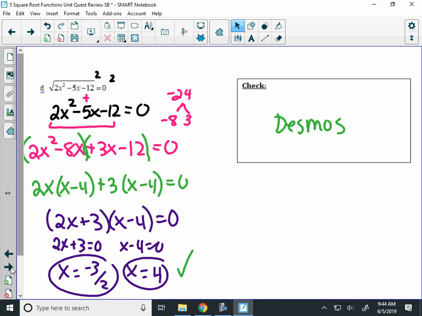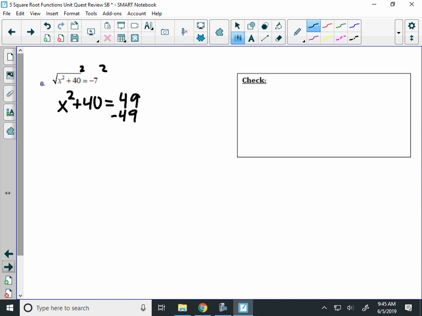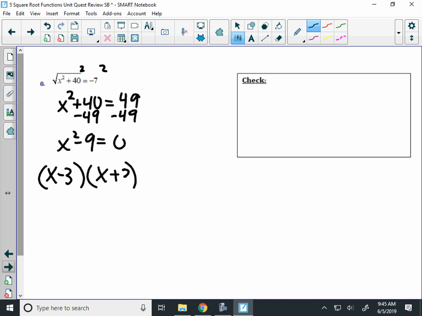All right, last one for the calculator allowed is E. I'm going to start by squaring both sides. I'll get x squared plus 40 equals negative 7 squared, which is positive 49. I'm going to subtract 49 from both sides. Okay, x squared minus 9 equals 0. And this one I can solve 2 ways. So here I'm going to factor this one, the difference of squares, and get the solutions of 3 and negative 3.